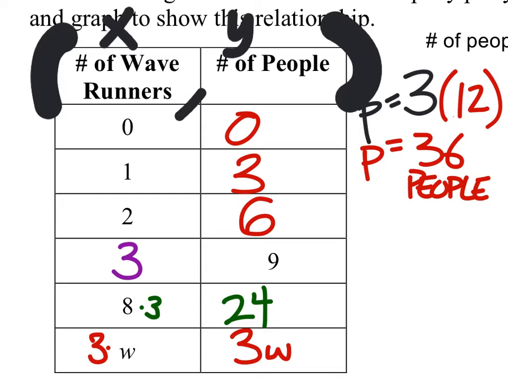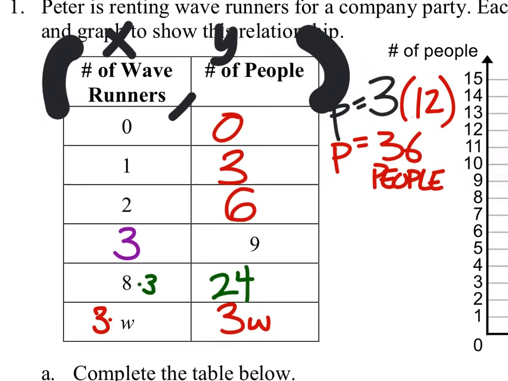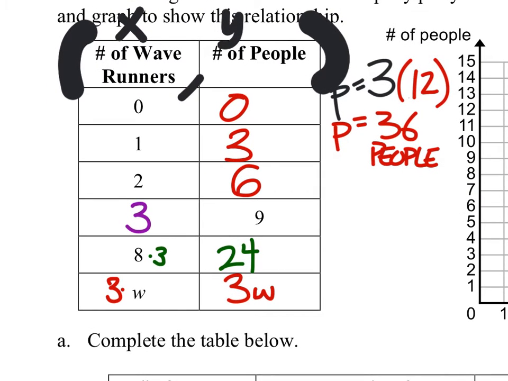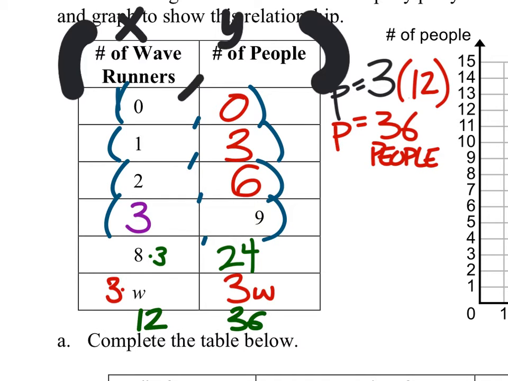Now that would give us another ordered pair if we wanted it. Not that anyone really wants more math, but we could. That's all I'm saying. So if we had 12 wave runners, it'd be 36 people. Now that we have these, and this is good review, all of these are ordered pairs. So that's 0, 0, 1, 3, 2, 6, 3, 9, and we could do 12, 36, but we probably won't.